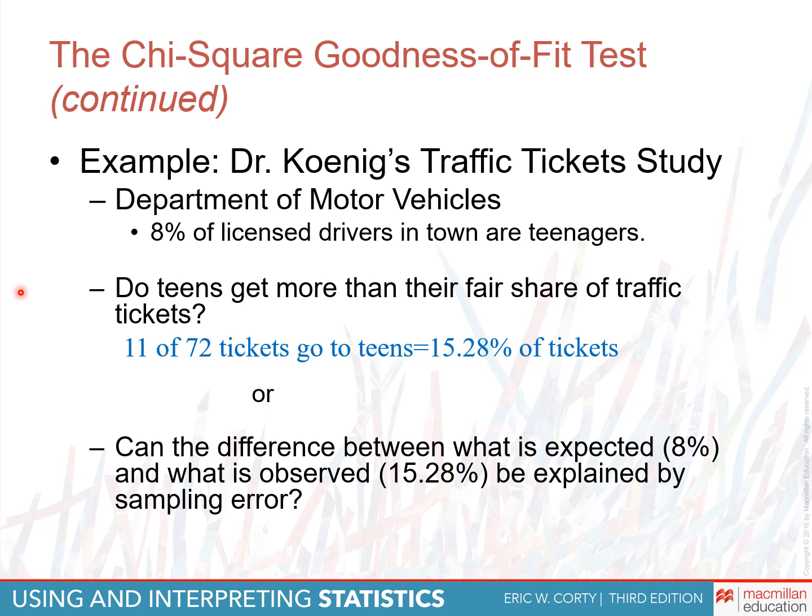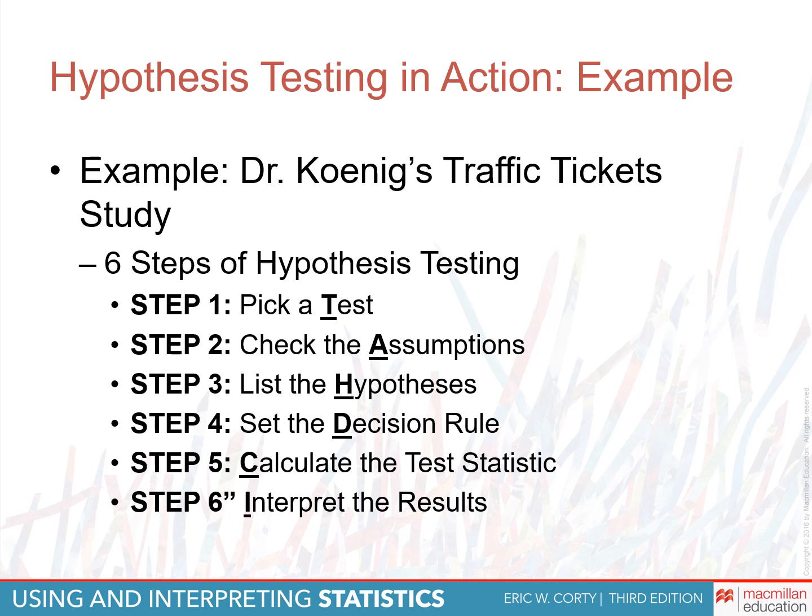What we're trying to figure out is, do the teens get more than their fair share of traffic tickets, or are we just seeing sampling error? Is that 15% within the confidence interval that we would expect for 8%? That's what we're trying to figure out. Is there a statistically significant difference between the proportion of teens who get tickets and the percentage of drivers in town? All right, so now it's time for us to do our hypothesis testing. We start off by picking our test, check our assumptions, come up with our null and alternative hypotheses.